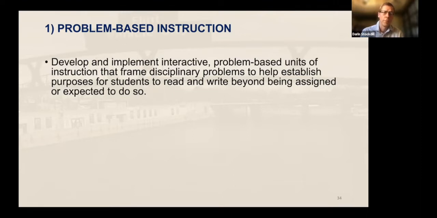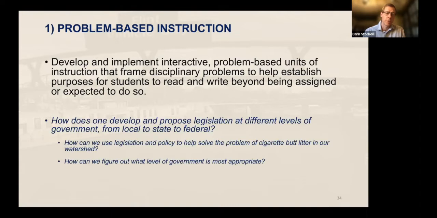So we want to develop and implement interactive problem-based units that really frame out a need to read and write for a disciplinary purpose. So for instance, with the prior example, how does one develop and propose legislation at different levels of government? How can we use legislation or policy to help solve the problem of cigarette butt litter in our watershed? Again, this question of what level of government is the most appropriate to approach with this, and how do we know that? So that might be a problem frame that we get going.